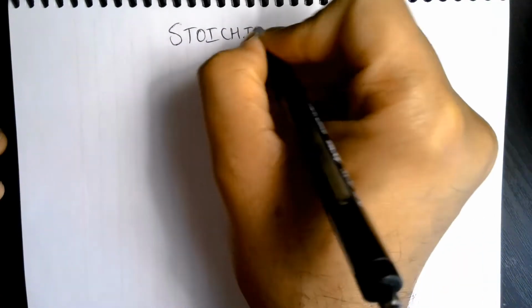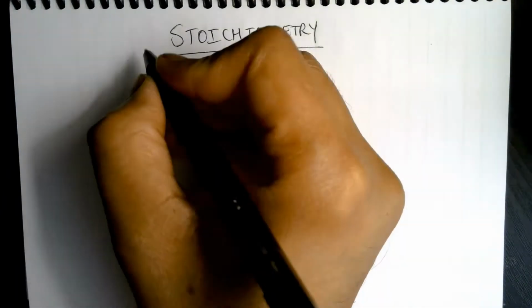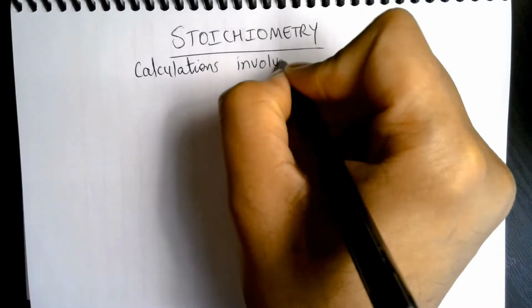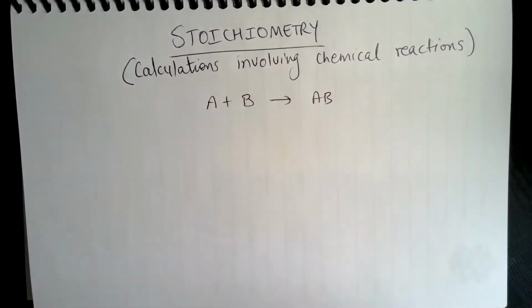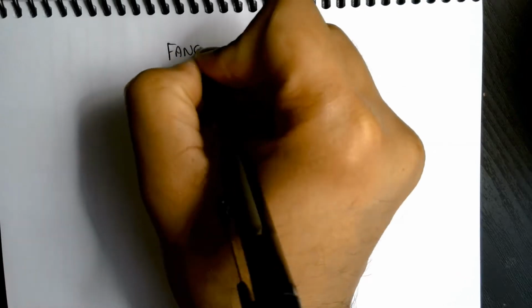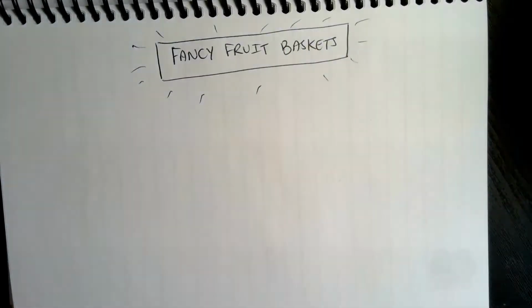Let's dive into the world of stoichiometry. Stoichiometry is just a fancy word for doing calculations that involve chemical reactions. You know, a chemical reaction A plus B makes AB, with coefficients used to balance the chemical reaction. To understand the value of these coefficients, let's look at an analogy.